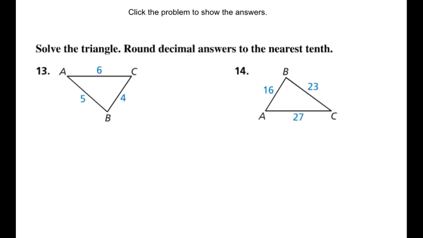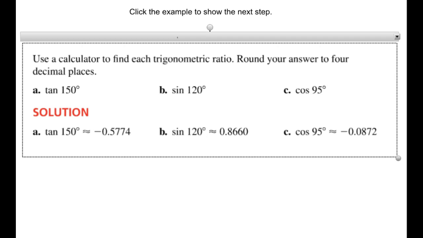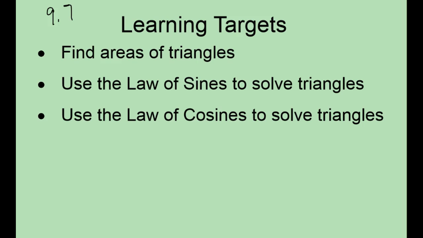So now let's double check our learning targets because we've looked at all of those examples. First, we were finding the area of triangles. We can find the area of triangles with this formula, right? I take 1/2 times 2 sides times the sine of the angle that's in between. And that's true for any triangle. So I can find the area using that. Then I use the law of sines to solve triangles. And remember with the law of sines, it's very important that either all of the angles are on the top or all of the angles are on the bottom when we look at our ratios.